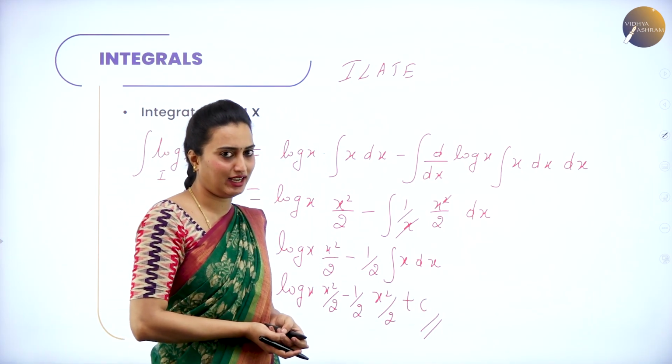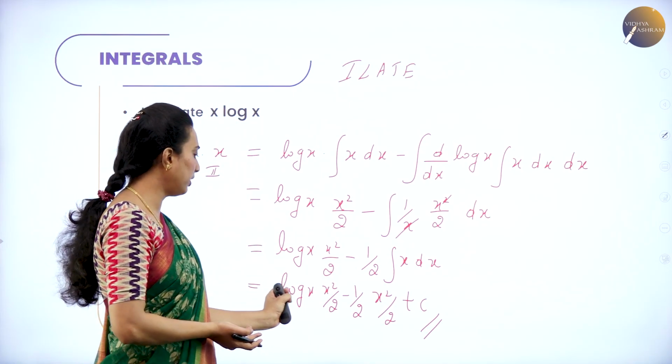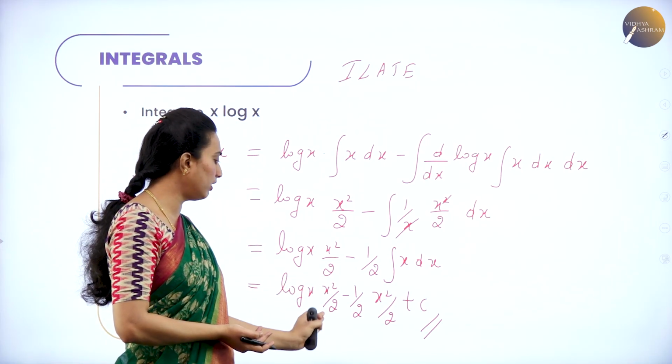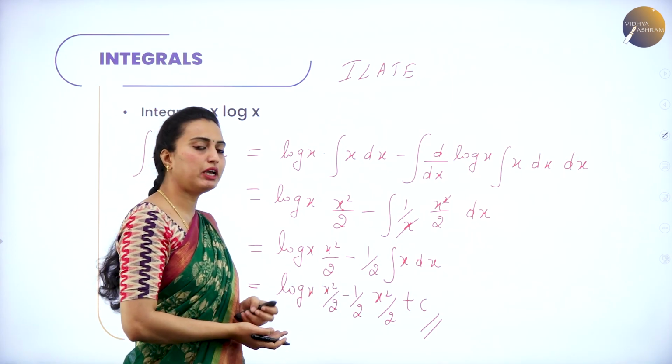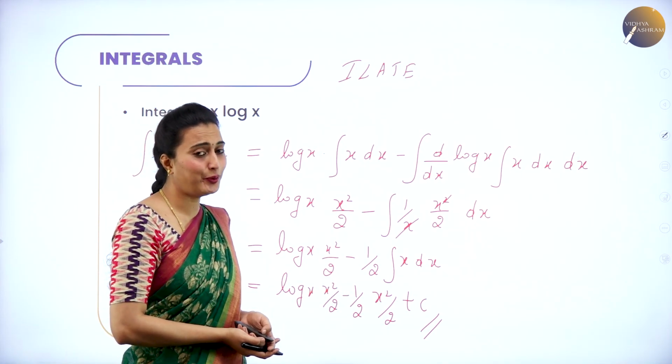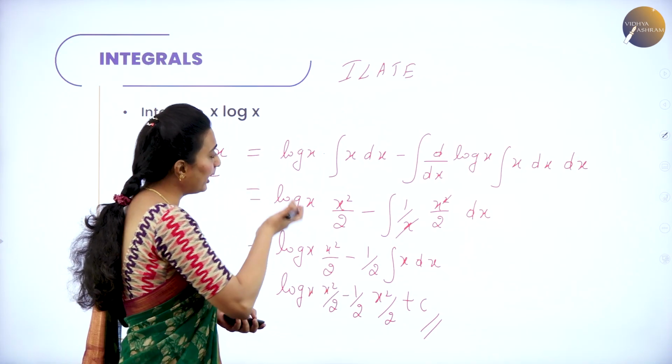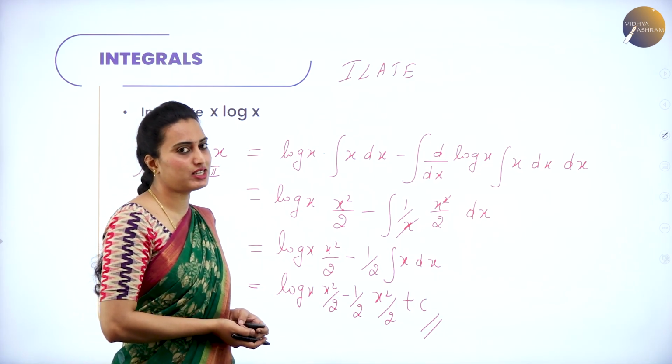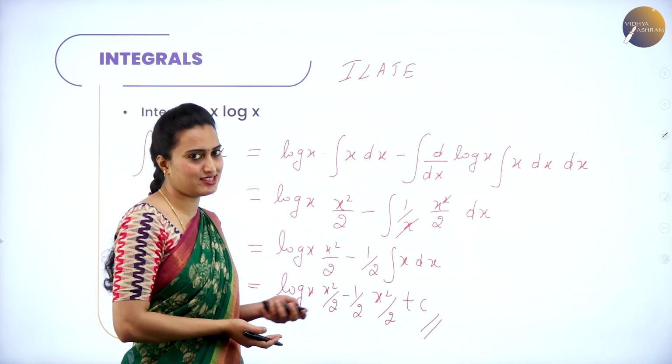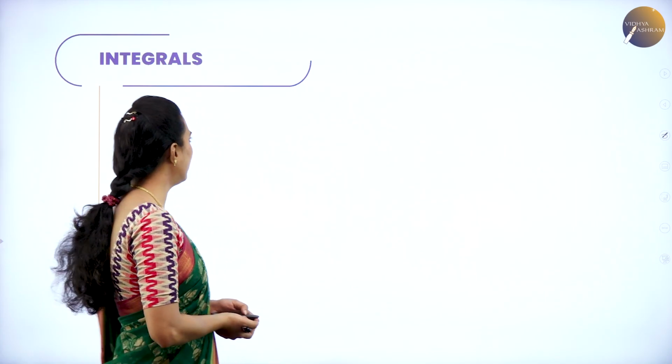You are going to get it as. Now if you want, you can multiply here: log x into x square divided by 2, x square divided by 4 plus c. I hope you understood this step. Without writing the formula, by remembering the formula steps, we have got the answer. Now we'll be moving on to the next problem here.